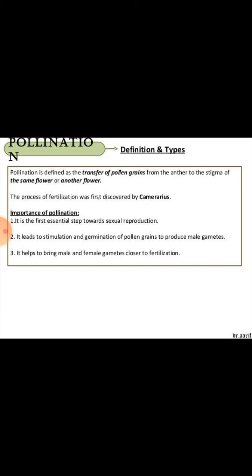Why is pollination very essential? I told you, it is a wonderful mechanism. It is a main process during the flowering stage of the plant life cycle. It is the first essential step toward sexual reproduction and leads to stimulation or germination of pollen grain and to produce male gametes. It helps to bring male and female gametes closer to fertilization. After pollination, fertilization happens.